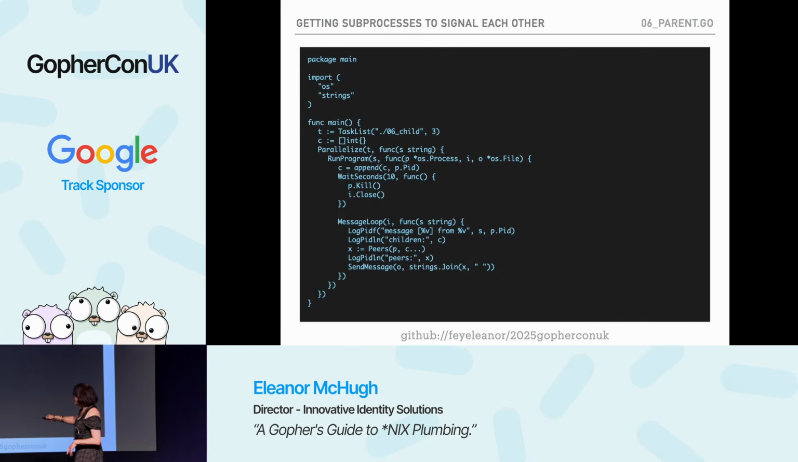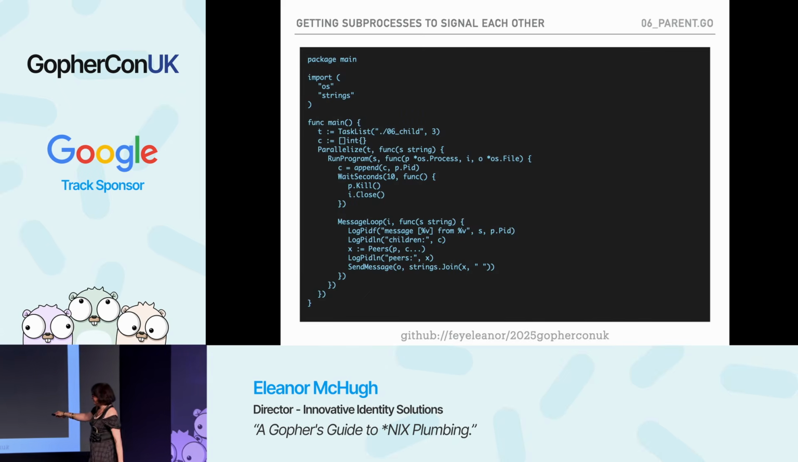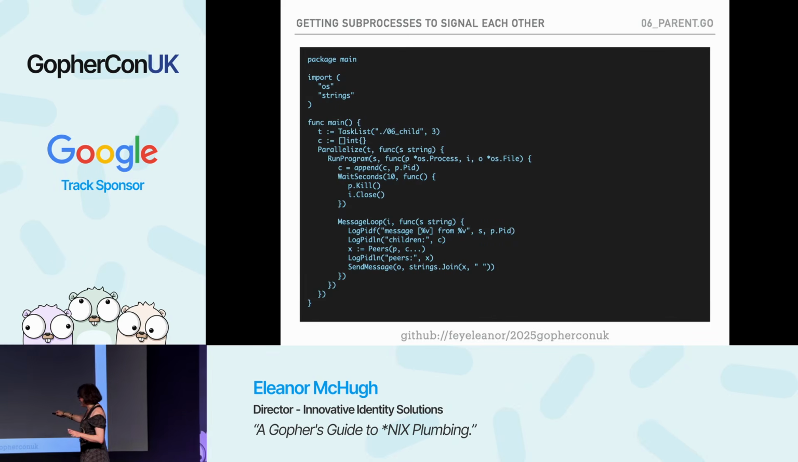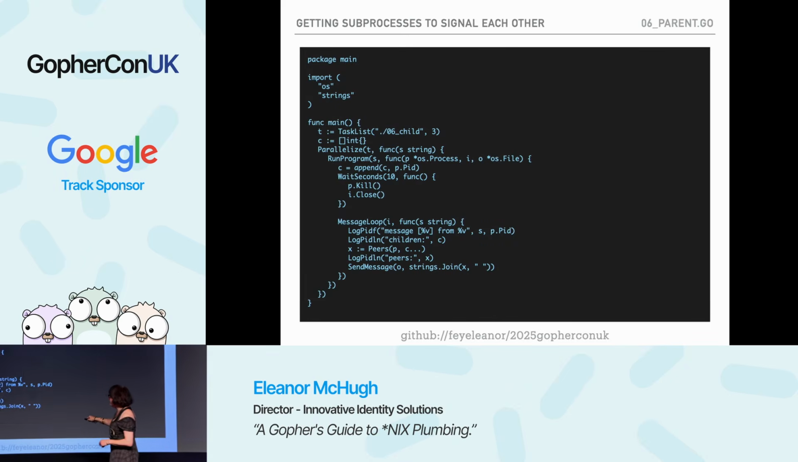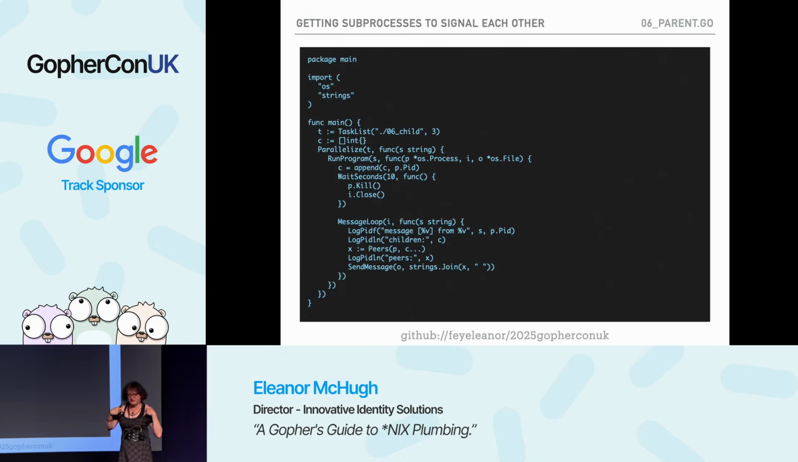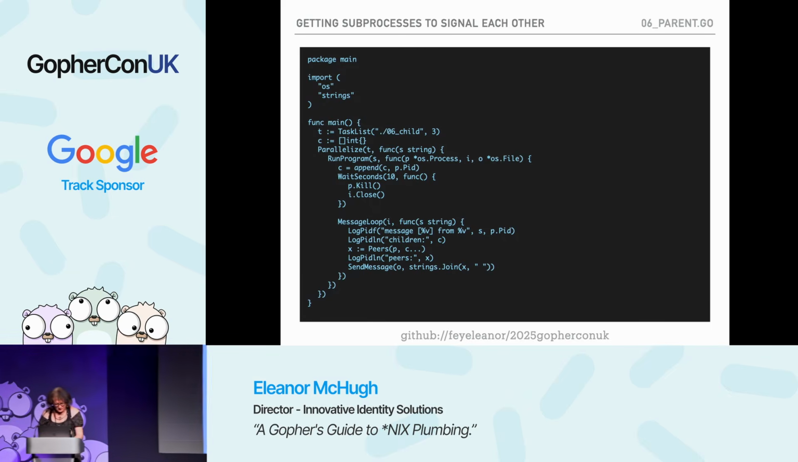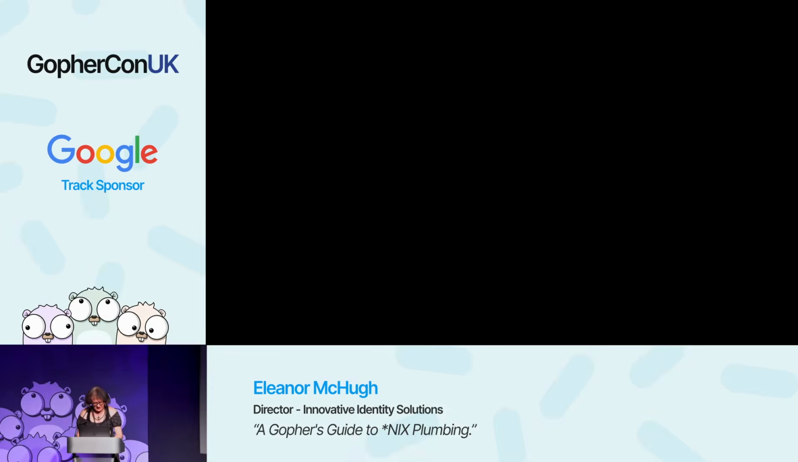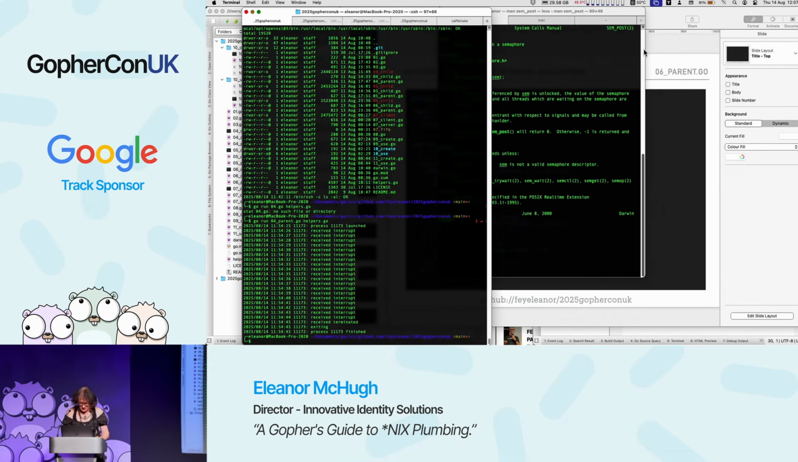I'm going to build a list of peers as I'm going, so I can print out what the peers that I, as the parent, know about are for the particular process I'm talking to. I'm going to run this. It's 06 parent, isn't it?